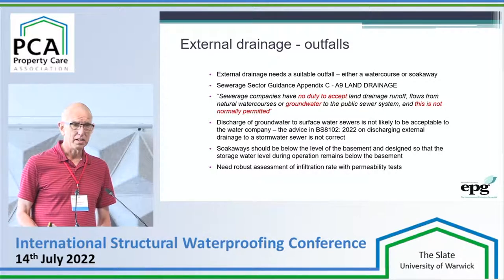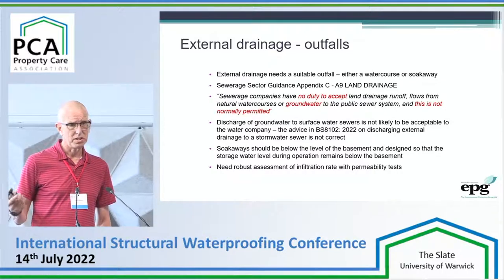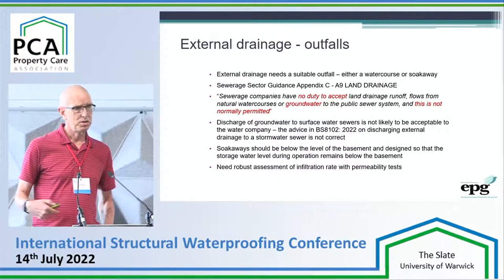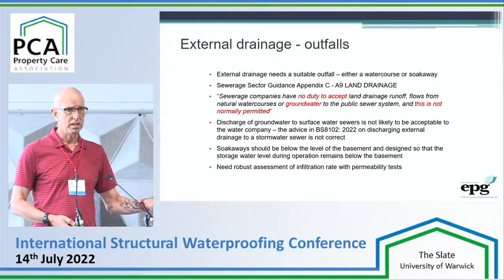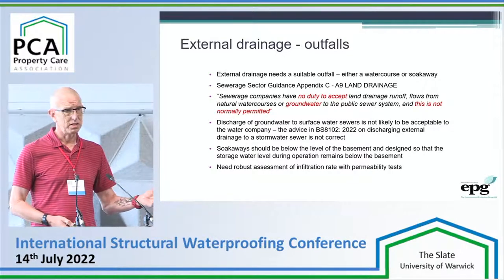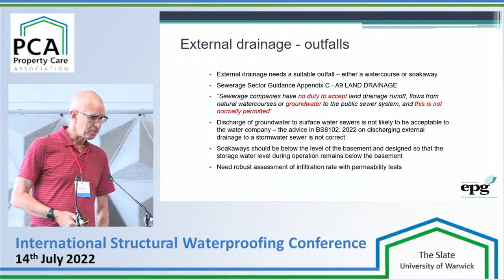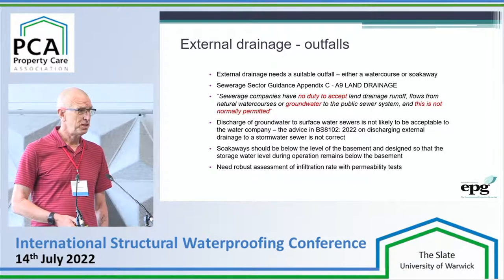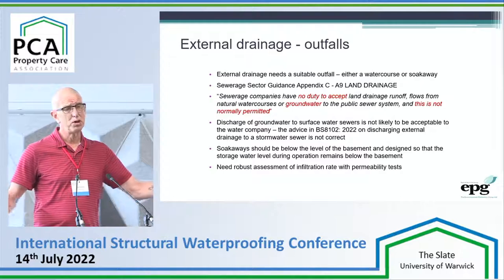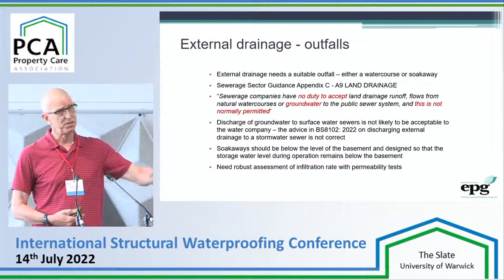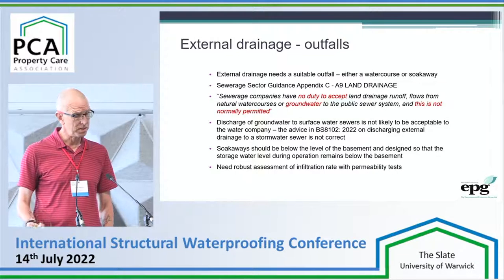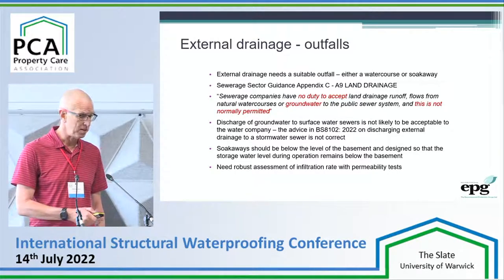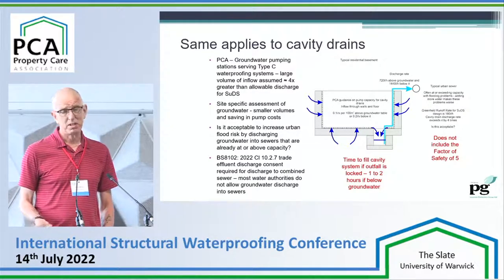They need to be designed, and you need to design them so the water level is below the level of the basement. So the actual soakaway chamber is a storage space for water. The rainwater, or the groundwater in this case, runs into it quickly, and then it soaks out slowly. So you need to look at infiltration rates, particularly if you're putting it in a different place, because normally you're concentrating the groundwater that's flowing through quite a big area into a smaller area where it's going into a soakaway. So you need to understand infiltration rates or permeability. And I think the same applies to cavity drains as well.